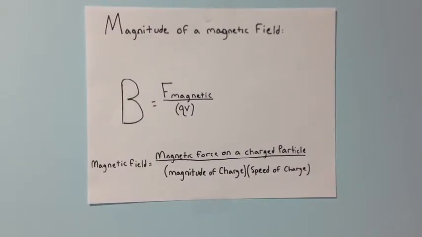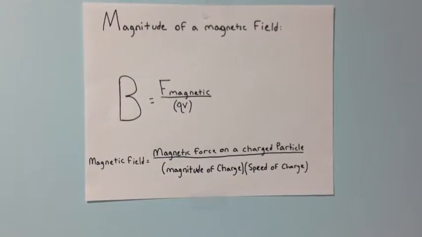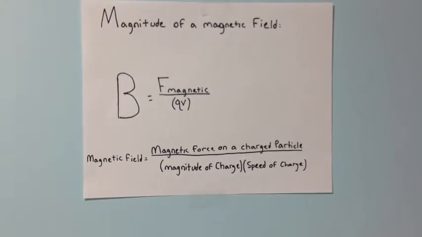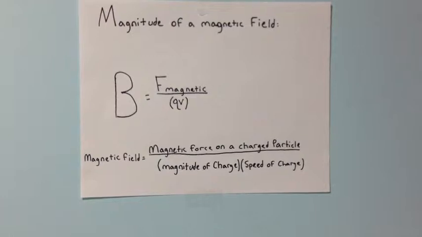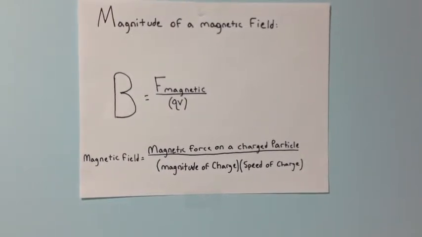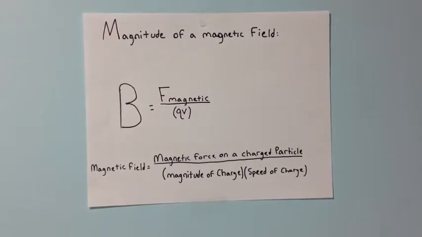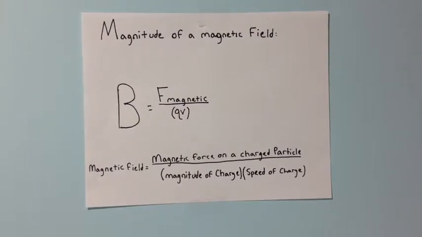This right here is the mathematical equation for the right-hand rule, and it is magnetic field equals magnetic force on a charged particle over the magnitude of a charge times the speed of a charge. This equation shows that all of these components are perpendicular to each other.